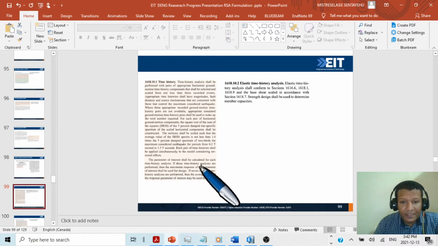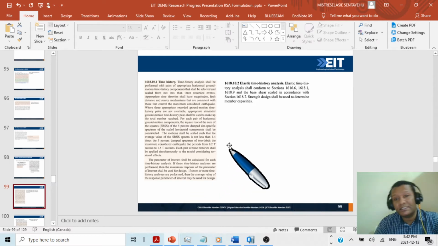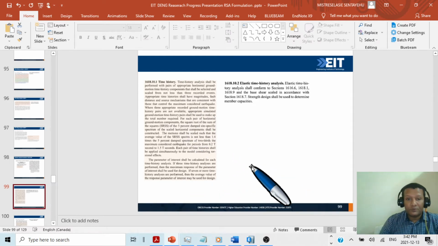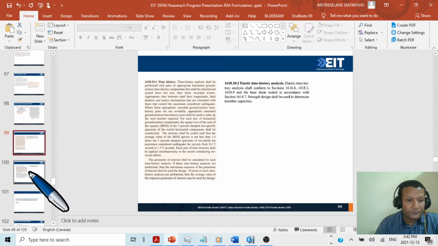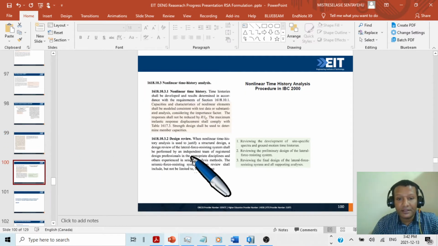If 3 time history analyses are performed, then the maximum, the same thing again, of the parameter of interest shall be used for the design. If 7 or more time history analyses are performed, then the average value of the response parameter of interest may be used for the design. Until now, we don't have any change. UBC 97 and IBC 2000 are the same. Non-linear also the same.